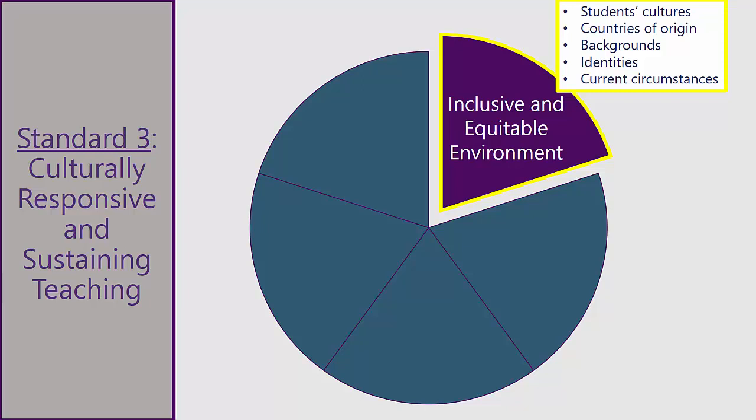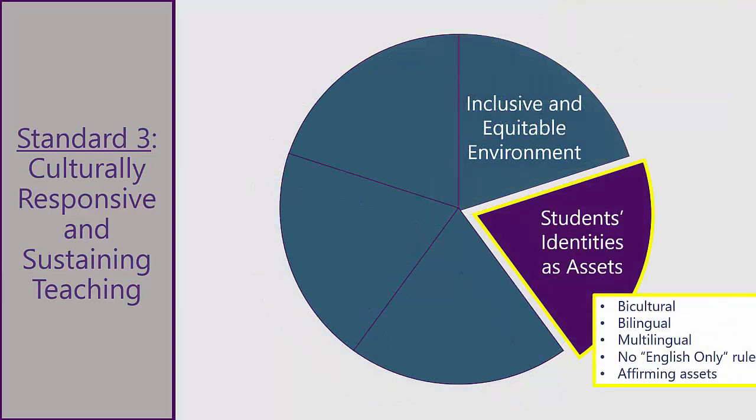I'm sure you all do this to a certain extent, but through the CRST lens, it means taking the time to learn about your students' individual cultures, countries of origin, backgrounds, identities, and present circumstances. That is their culture in its broadest sense, and that you acknowledge them, and that you recognize them as assets and strengths to be appreciated and explored in the classroom. For example, being bicultural, bilingual, or multilingual are assets, and learners benefit from being able to draw on their additional cultures and languages in class and not having to speak English only.